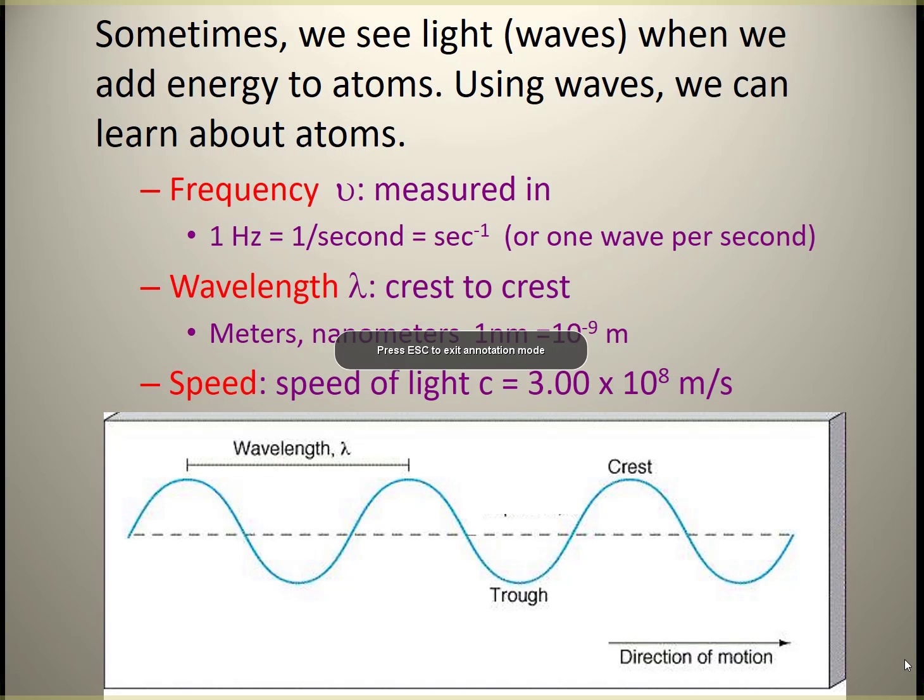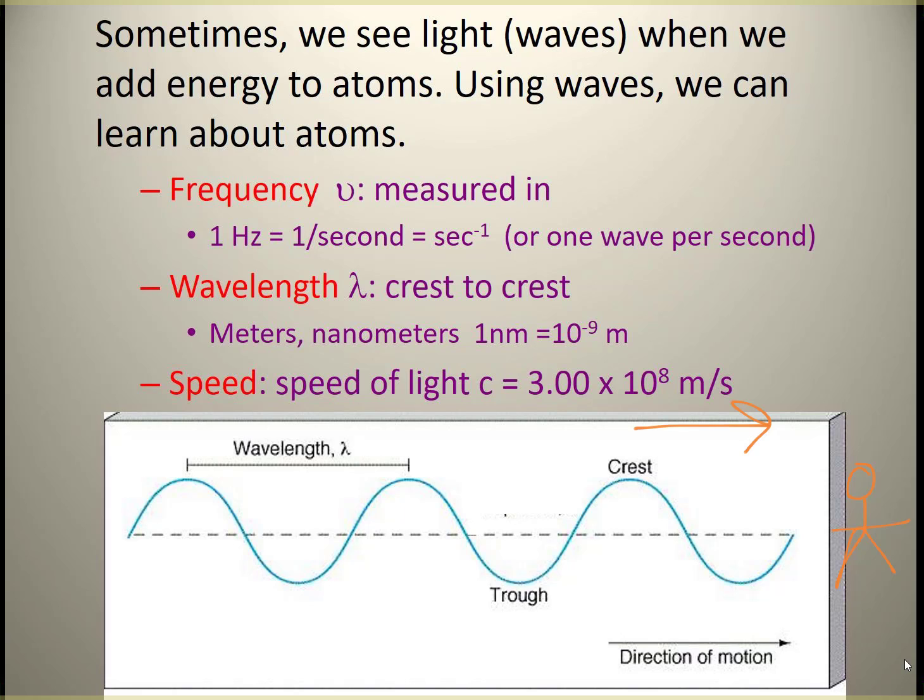The frequency would be if you were standing right here and the waves were coming at you. If you were to count how many crests go by, that would be known as the frequency. And then last, we can look at the speed, and the speed of light is a constant.